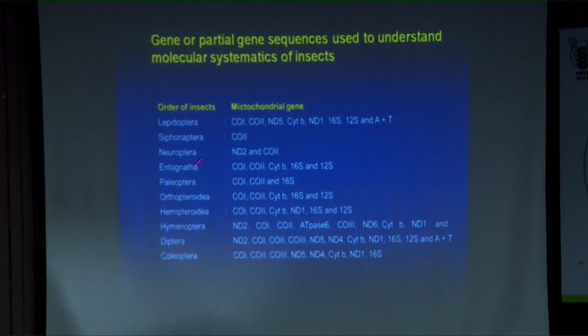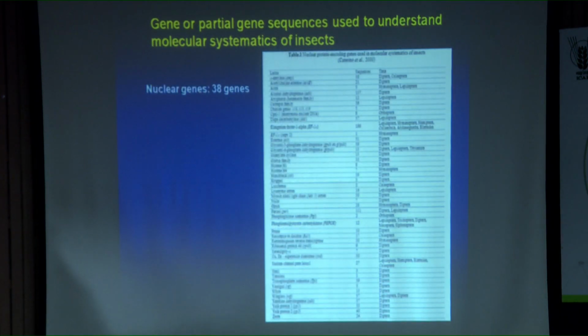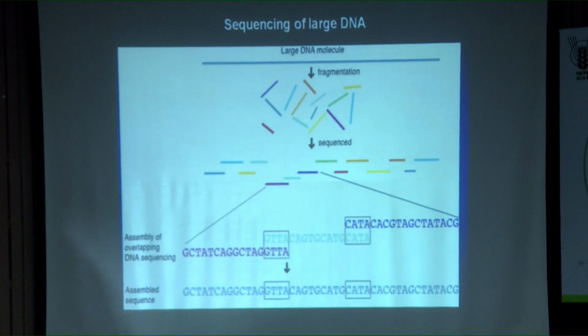Next. So, in the case of mitochondrial genes, again there are several insect orders and different genes. The most important is cytochrome oxidase. Then these are the different gene sequences which people are using to characterize the insect or to analyze the diversity. Next, there are a lot of genes, 38, from the nuclear genes. So, those are very standard nuclear genes that can be used to generate the sequence information for the insect. Next. So, these come under one gene or a small portion.